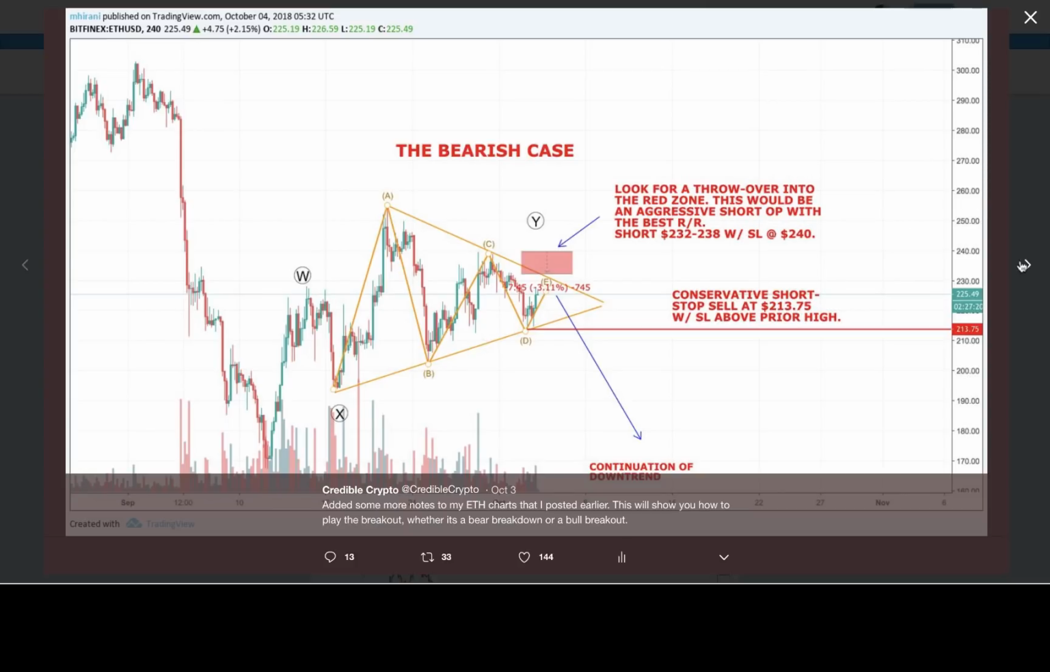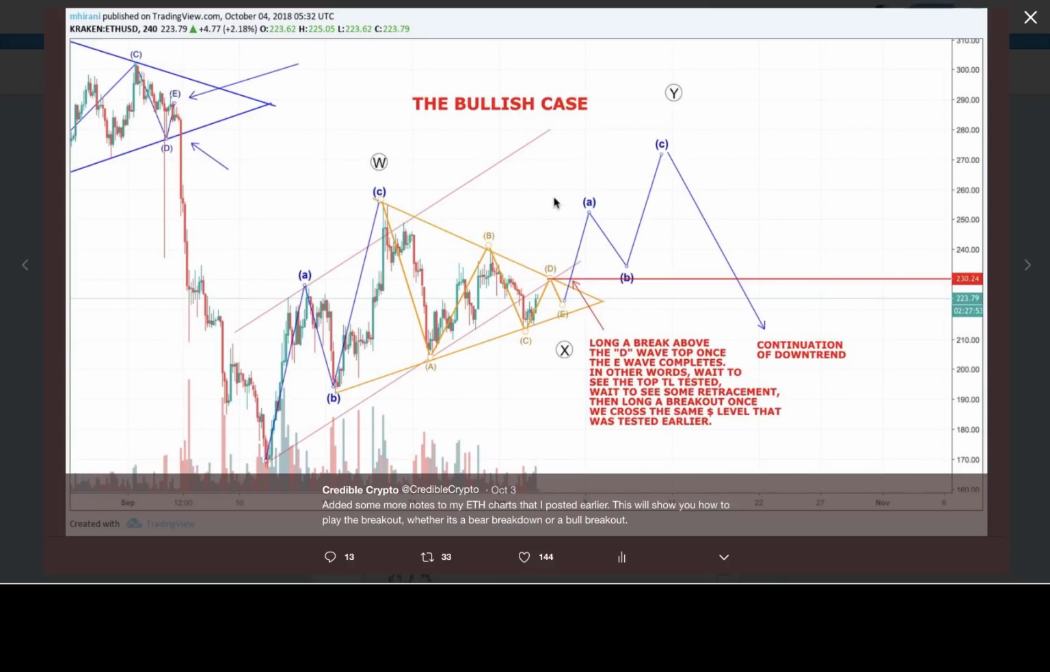Now the bullish case. Again, I was leaning bearish, but it's always good to keep in mind both situations. The bullish case had Ethereum in a WXY. However, in this case, instead of the Y wave being the triangle, the X wave was a triangle, and this W was this move here.